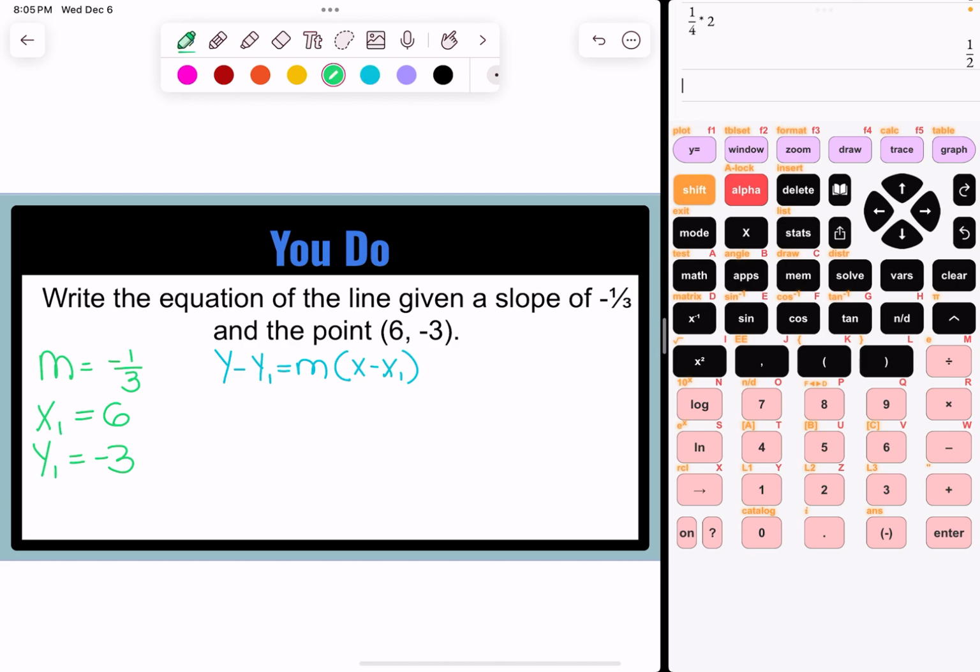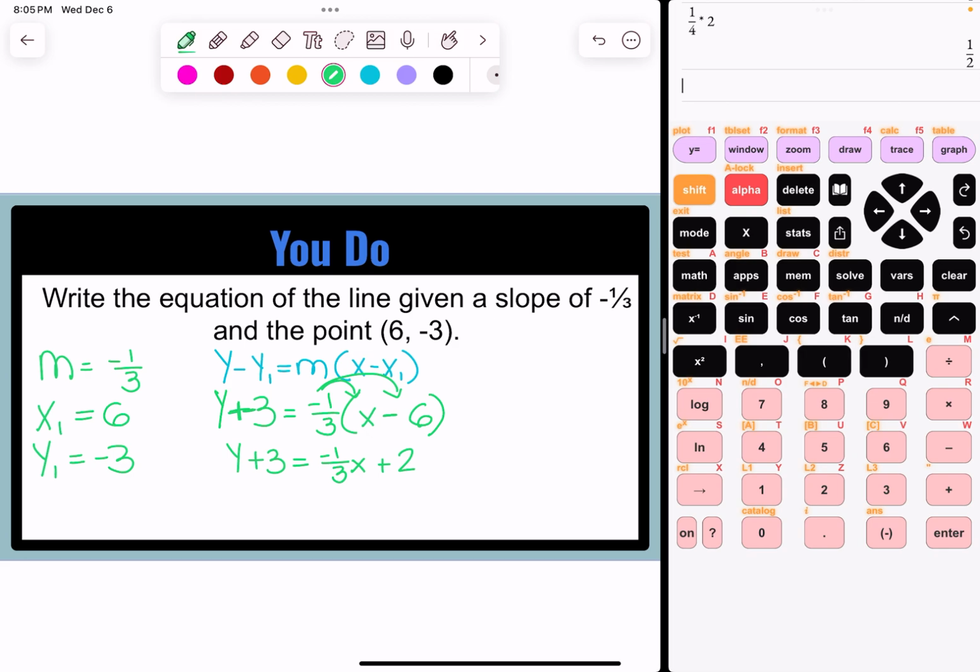All right, leave y alone. y minus our y1 is negative 3. So minus negative just becomes a plus, equals m. Our m is negative 1 over 3, parentheses x minus our x1 is 6. Good. So now we have y plus 3 equals negative 1 over 3 times x is negative 1 over 3x. And negative 1 over 3 times negative 6 is positive 2. Of course, use your calculator if you don't know that off the top of your head.